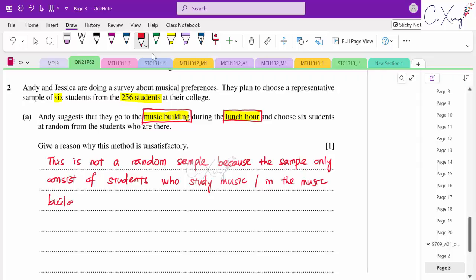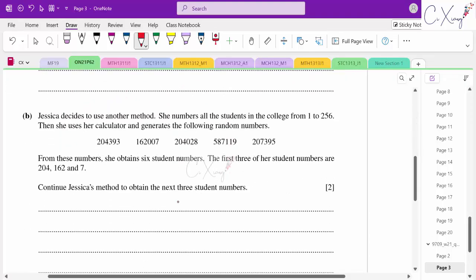Yeah, so you need to try to figure out one of the reasons. We already know that it is not a random sample, so you have to tell them what makes you think that this is not a random sample. For this question, it is because they only focus on the students who are at the music building. There are so many other types of buildings, right? So they only focus on one building here. Therefore, this tells us that it is not a random sample.